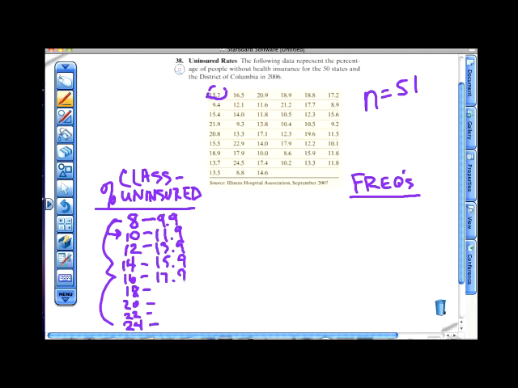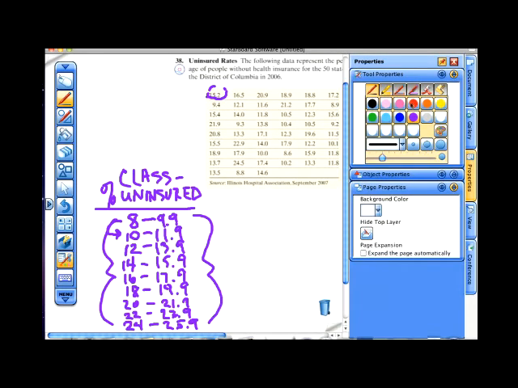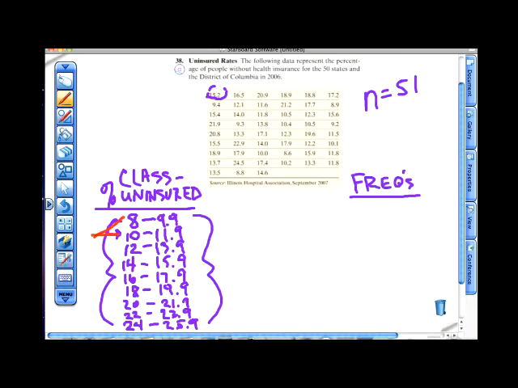17.9, 19.9, 21.9, 23.9, and 25.9. Okay, so there are our classes, and all of these are our upper class limits. On the left, your lower class limits, on your right, your upper class limits. And again, the class width is the difference between any consecutive upper or lower class limit. Notice that wherever you go, there's 2 units difference.